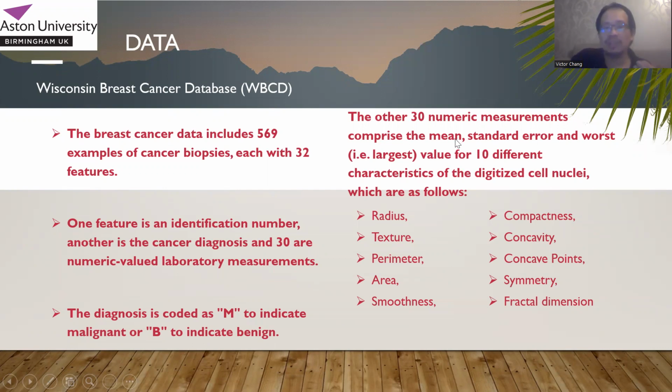So other numeric measurements also include the mean, standard error, and worst value for 10 different characteristics of the digitized cell nuclei. These include radius, texture, perimeter, area, smoothness, compactness, concavity, concave points, symmetry, and fractal dimension.